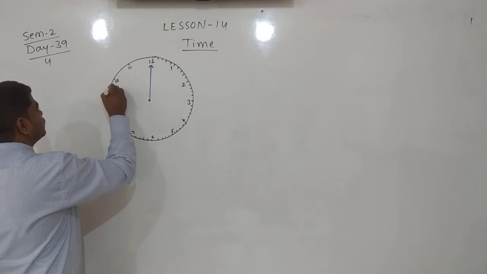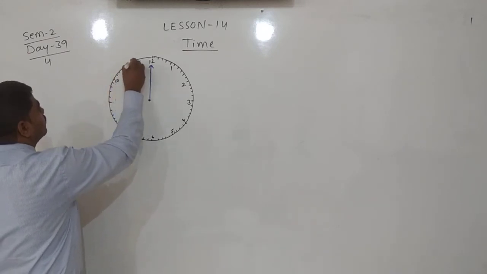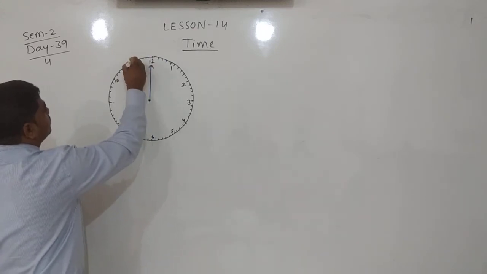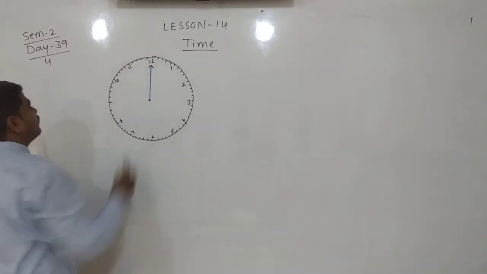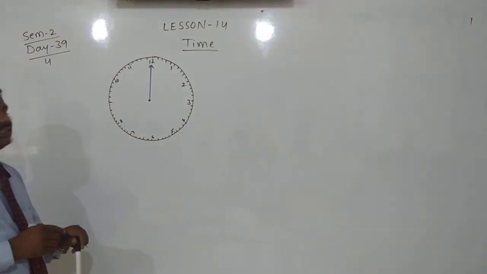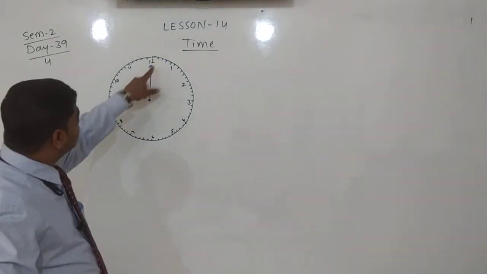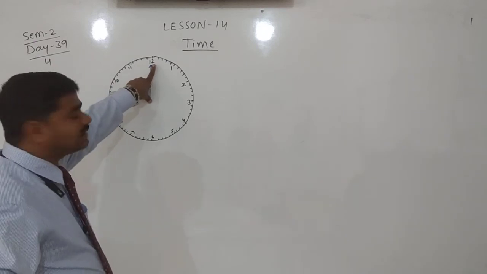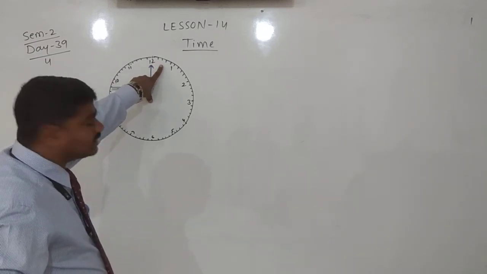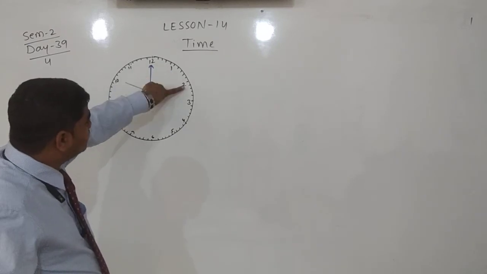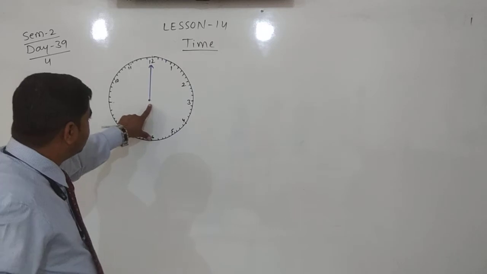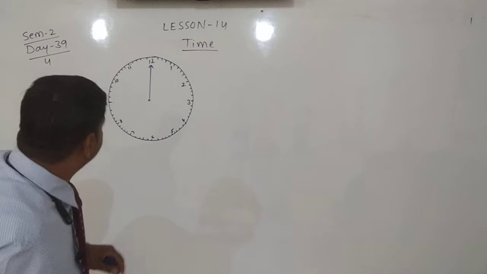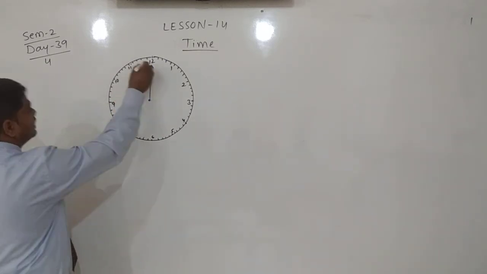Total how many are there? 60. Yes, if the minute hand moves from here to here, it takes 1 minute. From here to here, it takes 2 minutes, 3 minutes, 4 minutes, 5 minutes. Then 10 minutes, 15, 20, 25, 30, then 35, 40. Here 9 is there, 9 fives are 45. Yes, 50, 55, 60 minutes.